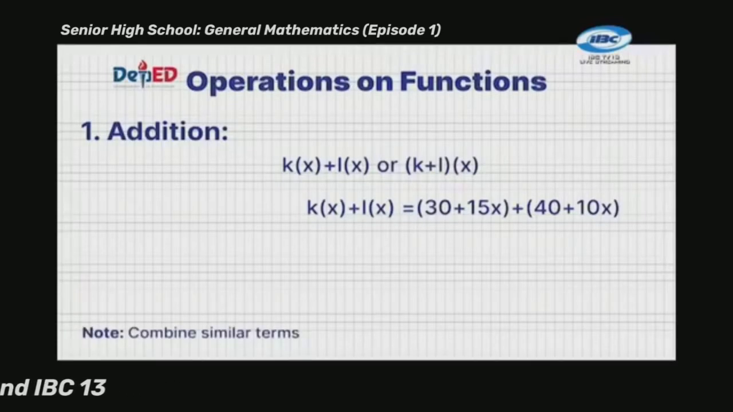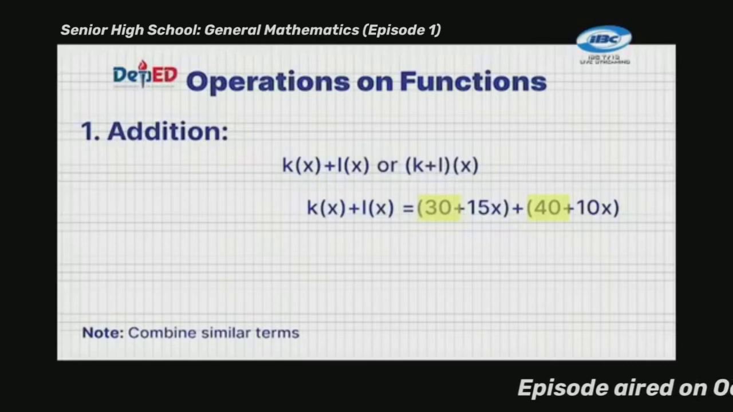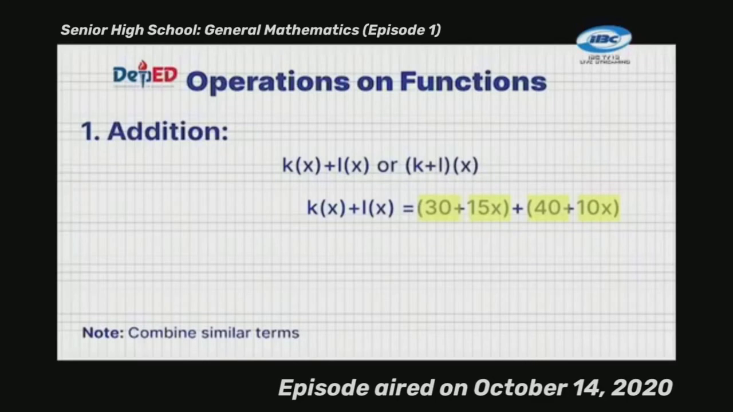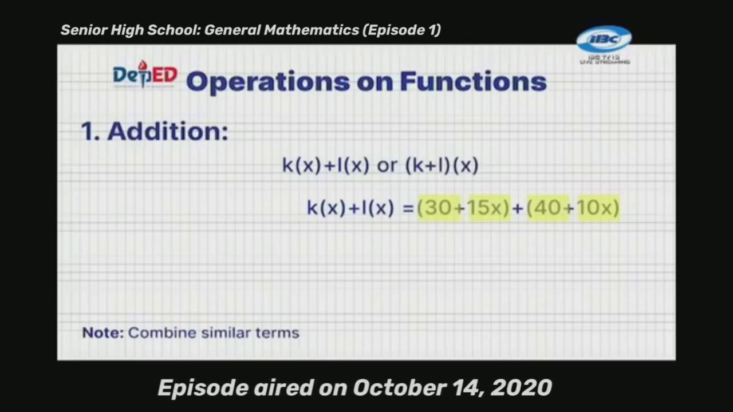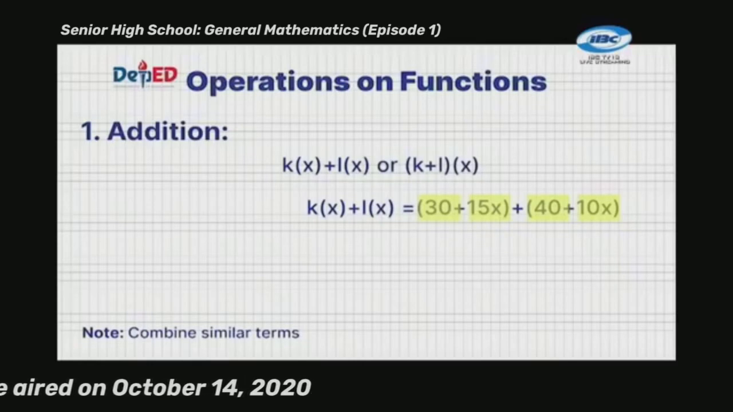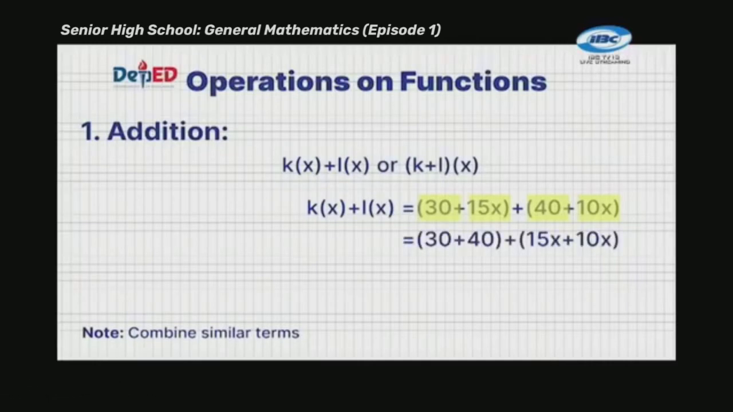Like how we add apples and oranges, when adding functions, we only add similar terms or those of similar categories. Thus, in this case, we can combine 30 and 40, while 15x can only be added to 10x. By associative property of equality, we may have K of X plus L of X equals the quantity 30 plus 40 plus the quantity 15x plus 10x.